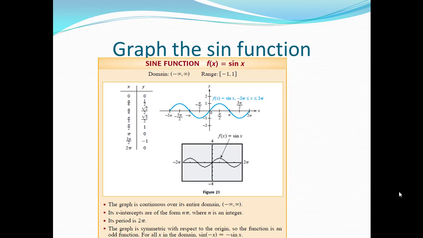I calculate sine 0, sine pi over 6, and so on, where pi is 180 degrees, so 180 over 6, and 180 over 4, and so on. I get the graph of the function.